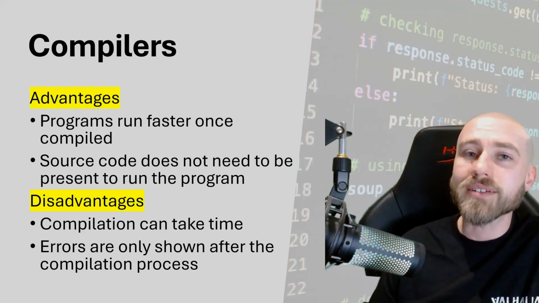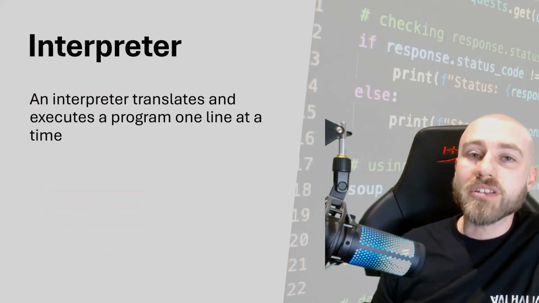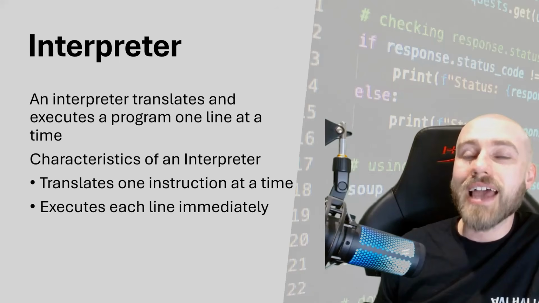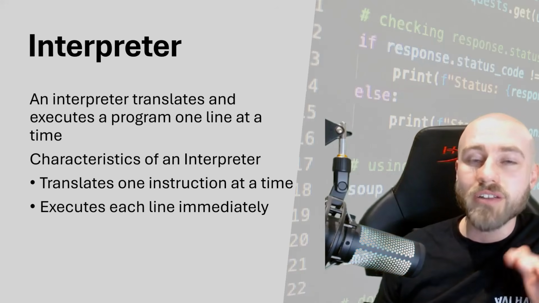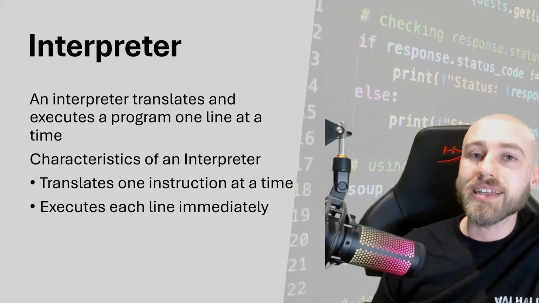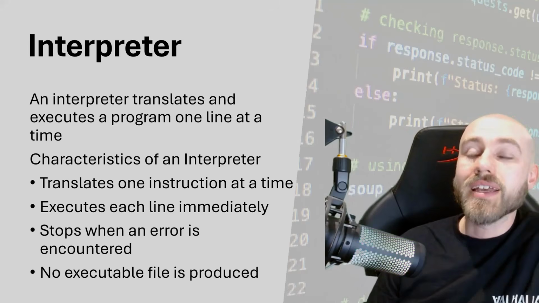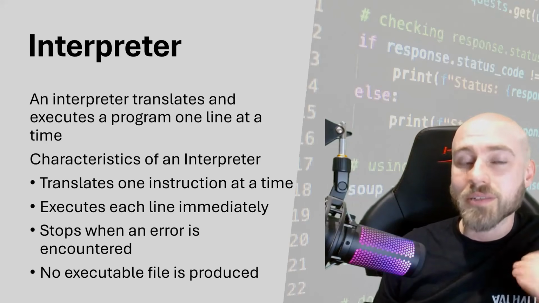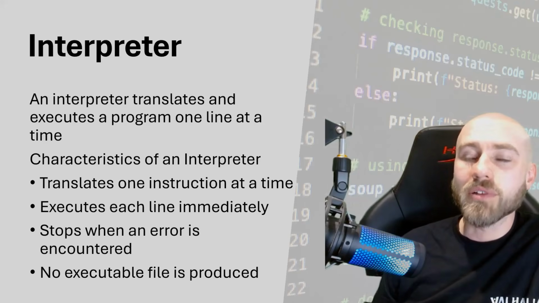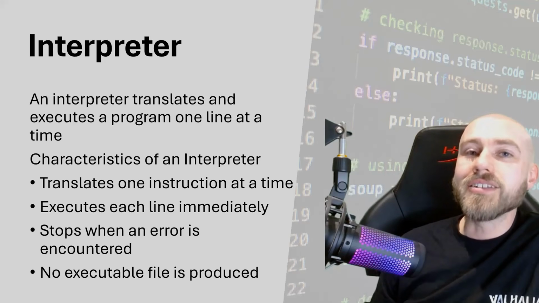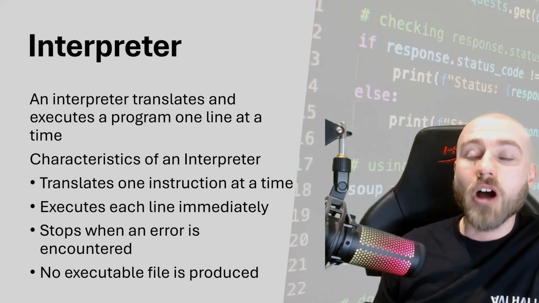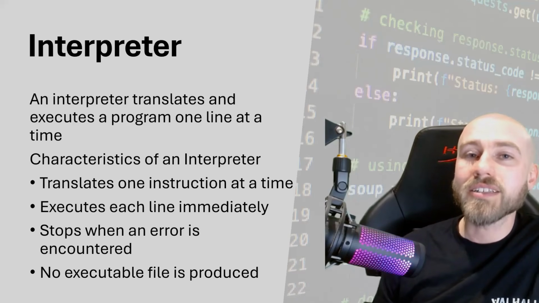Now an interpreter is different because it's going to execute it one line at a time. Each line gets executed immediately, so it's going to reach that line, translate it and then execute it. If it comes across an error, at that point it's going to stop and display what the error is. An example of this is Python, and at the end of it there's no executable file being produced. Interpreters often get used if you're going to be testing your program.